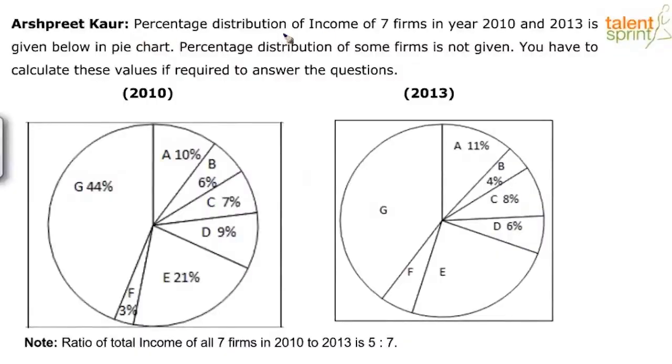Percentage distribution of income of 7 firms. 7 firms are 7 companies, right? In the year 2010 and 2013 is given below in the pie chart. So I think there's one pie chart for 2010, the other one is for 2013, right?